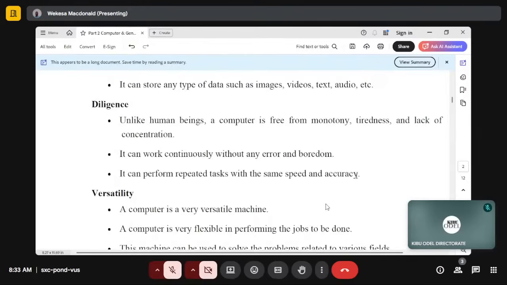So a computer can work 24 hours per day without being tired. It can perform repeated tasks with the same speed and accuracy. You can tell it to play a certain song a thousand times, and it will not tell you, "You know, I have played this song too much, I am tired." So it's an open device.